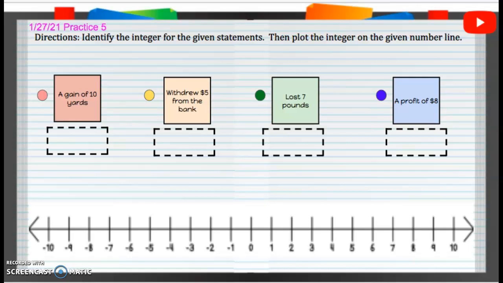January 27th, 2021, practice number 5. So we're going to identify that integer or the number for the given statements. Then we're going to plot that integer on the given number line, just like what we did in the previous slide.